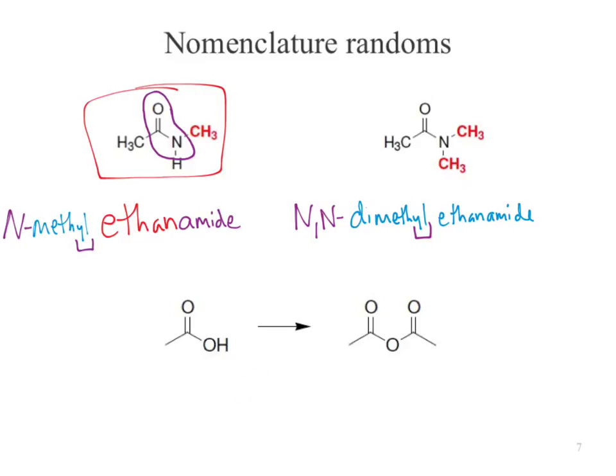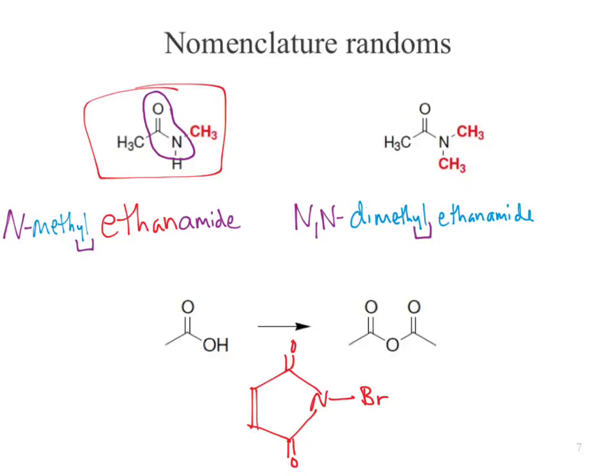I just started failing to draw that, so let me try that again. If we looked at NBS, this was succinimide. I think there's a double bond there. Succinimide. NBS is N-bromosuccinimide, meaning attached to the nitrogen, I have a bromine. Okay, so we have seen that terminology pop up before.